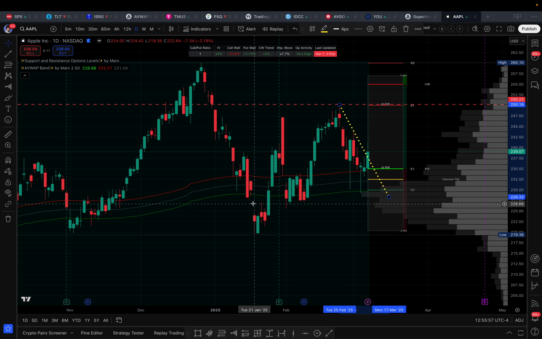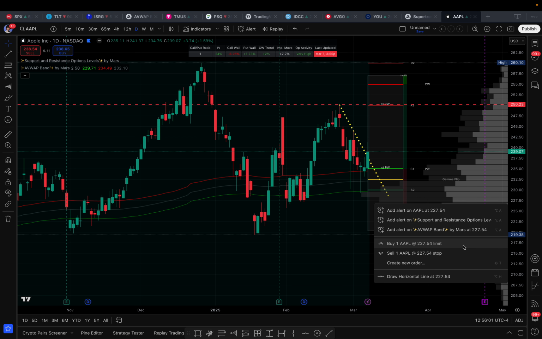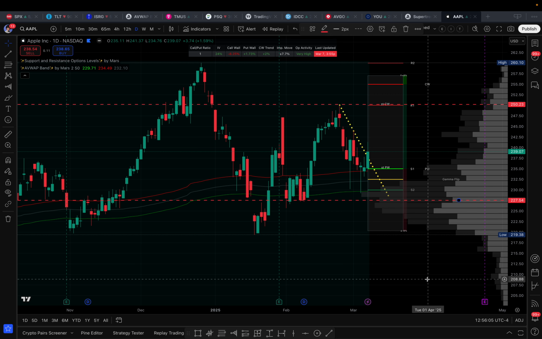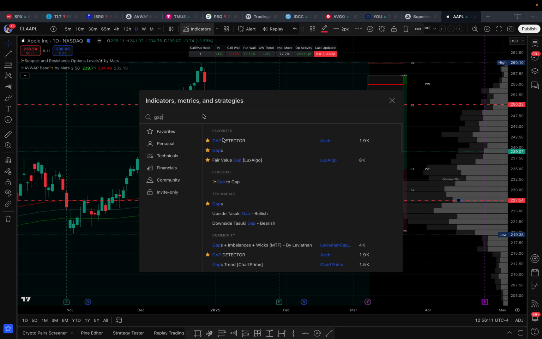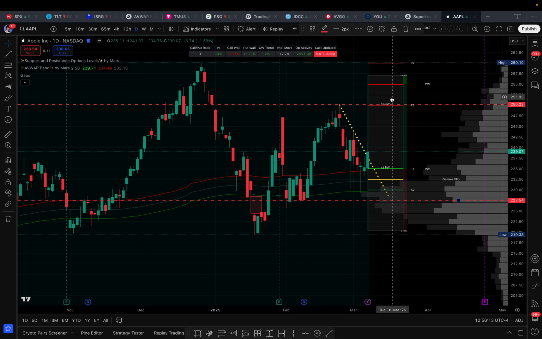If you look at this level here, obviously it's a level of importance. There's a gap here, so gaps are always magnets. Not always, but they tend to attract the price action. I'll turn on gaps so that you can see. So you see the gap there, it was filled, but price may retest this zone here.